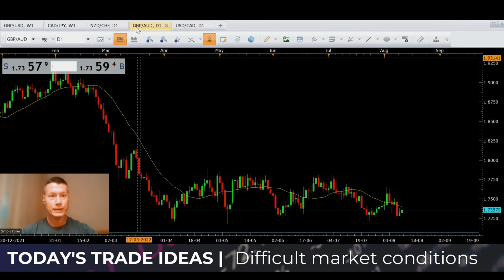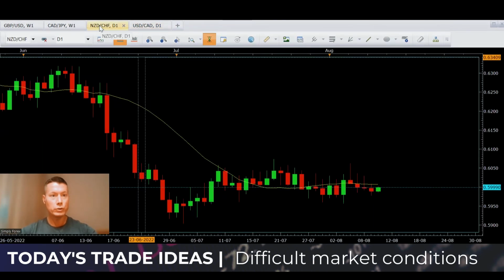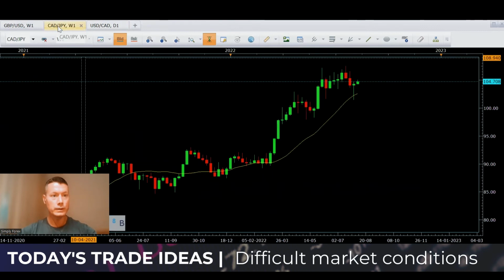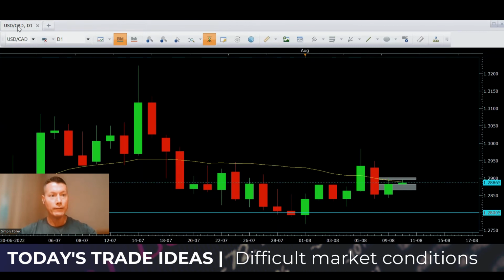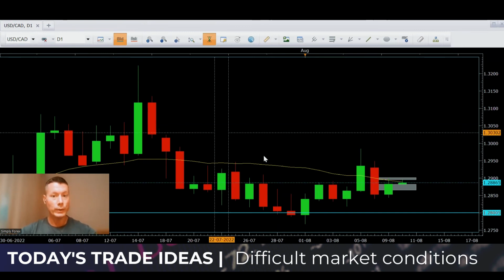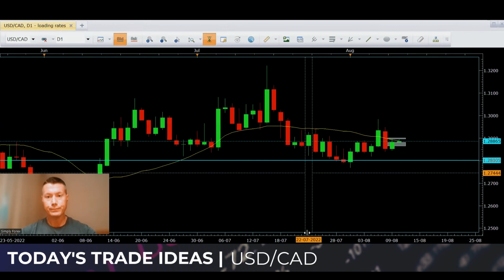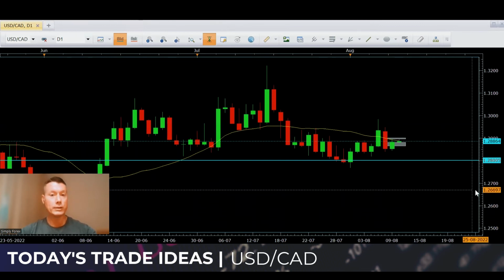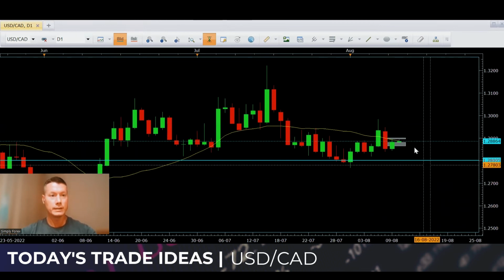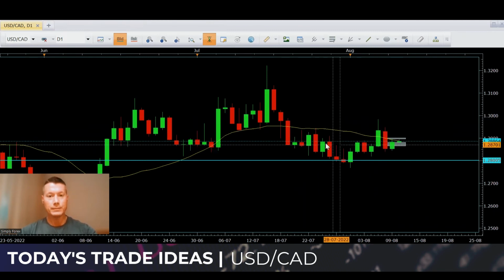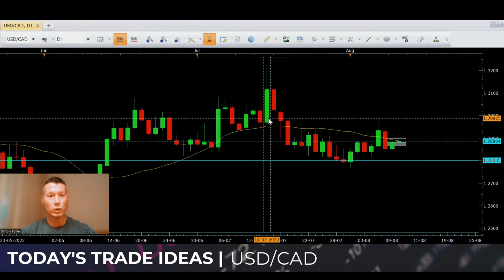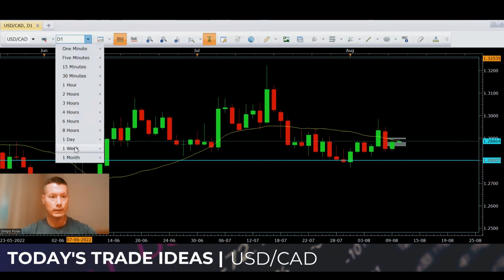Okay, guys, let's get rid of these. Pound Aussie dollar, no good. New Zealand Swiss franc, no good. Canadian yen, no good. Pound US dollar, no good. But what we do have, guys, is this. This is a trade idea, and it's just carrying on from yesterday, to be quite honest. And it's the US dollar, Canadian dollar. I still think this has room to the downside. This is a slight exception to the US dollar pairs because the weekly chart is also in a downtrend. Let me just show you quickly.